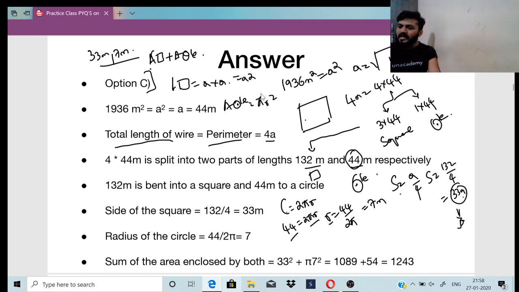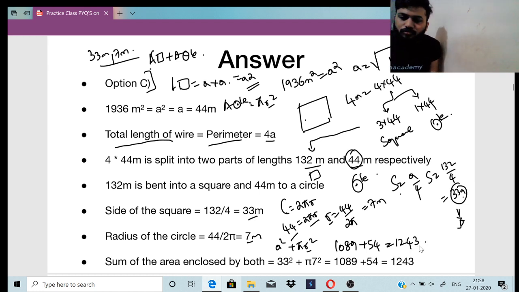The area of square is given by A square, and the area of circle is pi r square. So what is r? R is 7 meter, A is 33. So A square plus pi r square करना है. 33 square plus pi into 7 square, which is 1089 plus 154, 1243. That is the answer for this question.